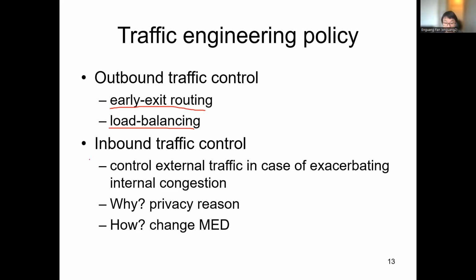And also the inbound traffic control. Let's suppose you have an internal link and it's already congested. In that case, I don't want the external traffic to continue going on that link, right? But the external traffic has no idea of the internal traffic conditions. Why? Because of privacy reasons. That's not some information I'm going to share with the external routers.